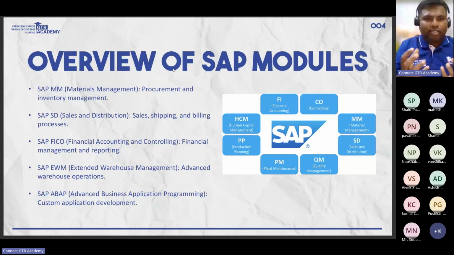So these are all the things SAP EWM is going to work out. And SAP ABAP, this is called Advanced Business Application Programming. So this will be one single platform. For example, you want to buy a phone. So what are you going to do?